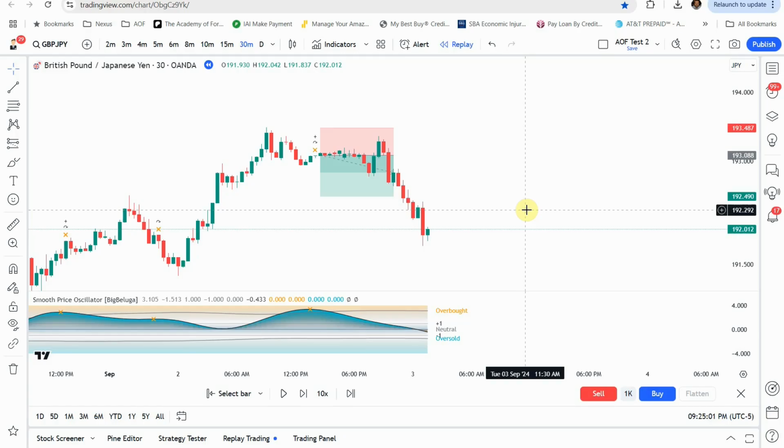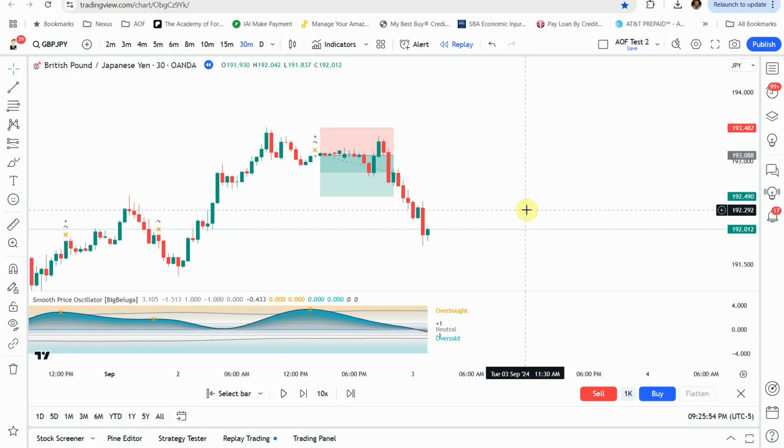So, not the greatest indicator. Maybe with a few other indicators, a little bit more confluence, maybe it'd work a little bit better, but definitely not showing you exactly where trend is reversing.